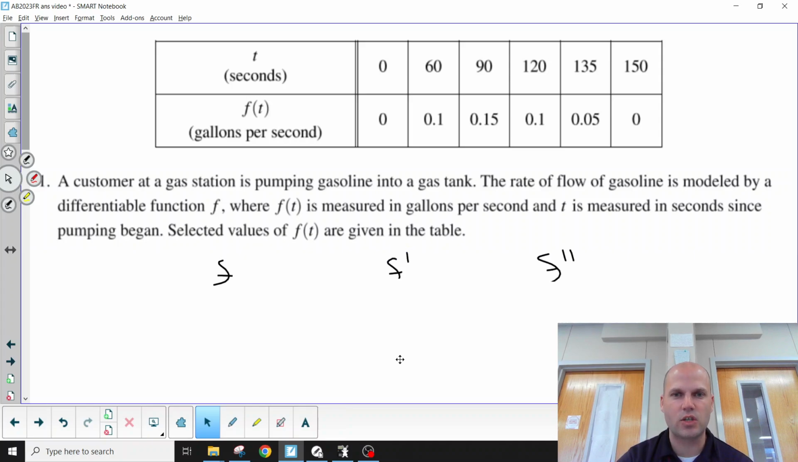He's pumping gas into a tank. It is the rate at which gas is being added, okay? Now, this is a differentiable function f, which means you can take the derivative. And this happens to be a derivative.